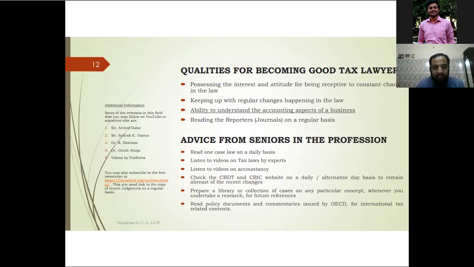There's one website that I have suggested here, ITAT Online. If you go to this website, they give a free subscription. Basically, you can subscribe to their mail, and then you would keep getting case law on a regular basis. So this would be a good source for you to get case law which you can read. Okay?